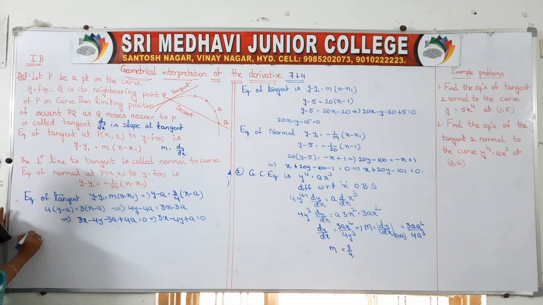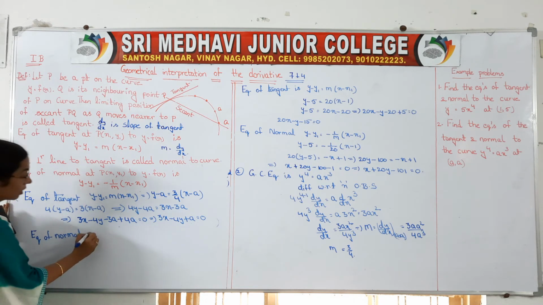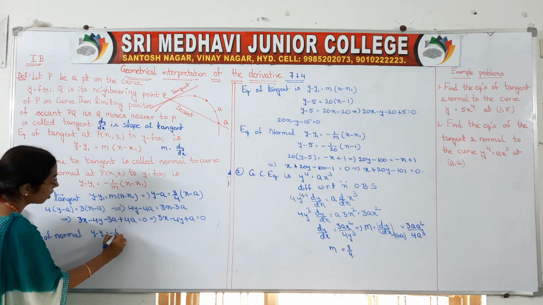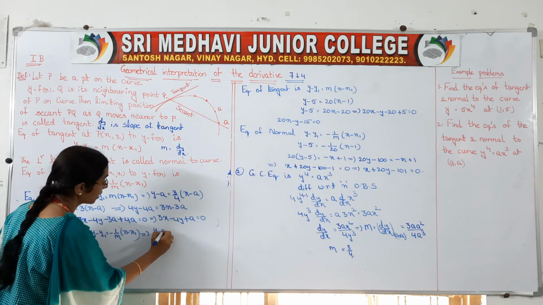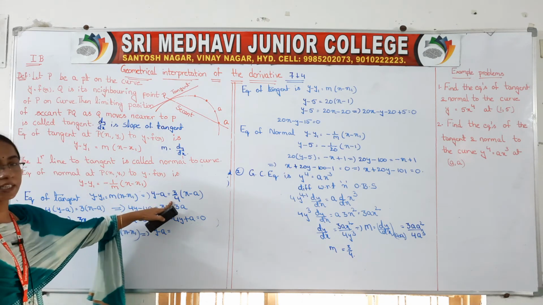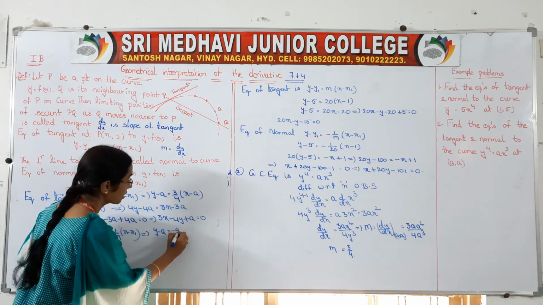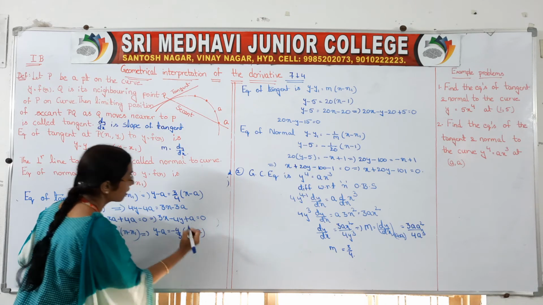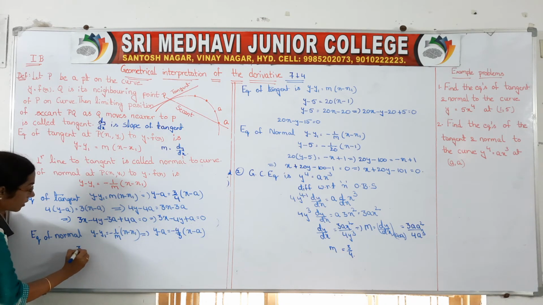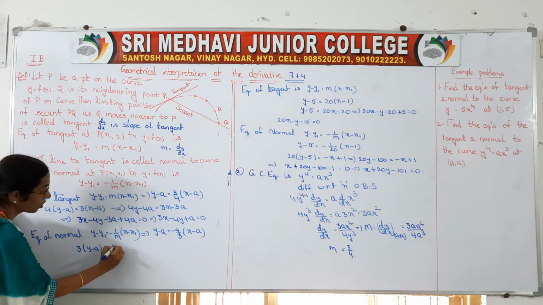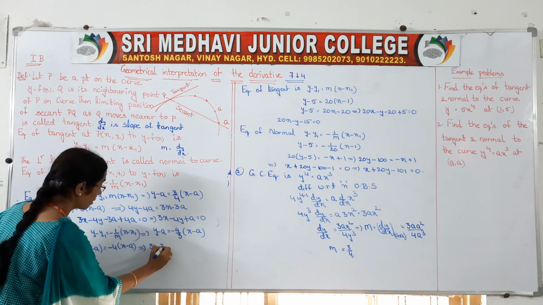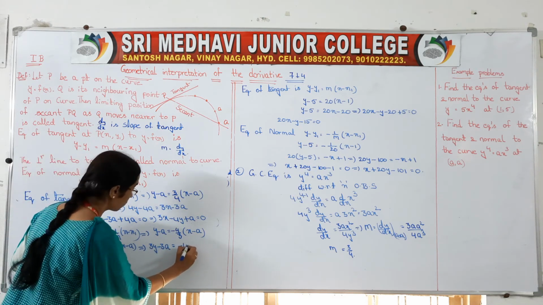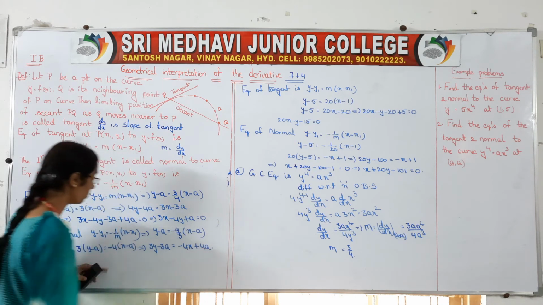Now you take the equation of the normal. How will we take the equation of the normal? The equation of the normal formula is y minus y1 is equal to minus 1 by m into x minus x1. So y minus a is equal to minus 1 by 3 by 4. It will be reversed and it is minus 4 by 3 into x minus a. Okay, so 3 comes this side, 3 into y minus a is equal to minus 4 into x minus a. Open the brackets: 3y minus 3a is equal to minus 4x plus 4a, minus of minus is plus.